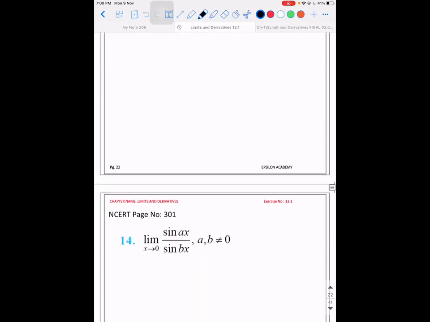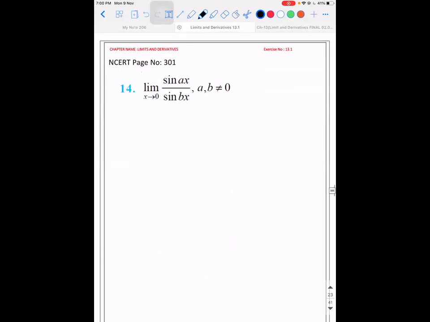Right. So the 14th one, even without solving, tell me what should be the answer. I told you a shortcut, right? What is it? Sine of ax will give you an a. Sine of bx will give you a b. The answer should be a by b.